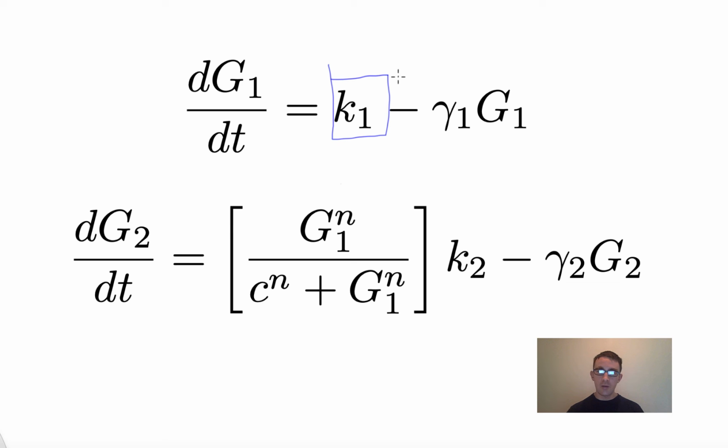And then we have gamma sub 1. This is the degradation rate for gene 1. Again, similar to the one gene model, this is just the rate at which the protein from gene 1 is being broken down. Then gamma sub 2 is just the degradation rate for gene 2. Same thing, the rate at which the protein from gene 2 is being broken down. And then K sub 2, this is the maximum production rate for gene 2.